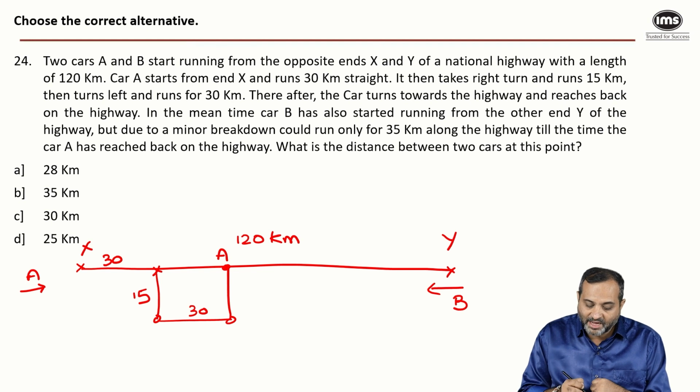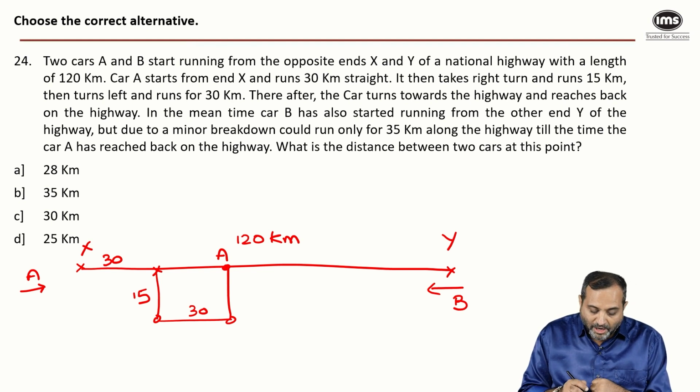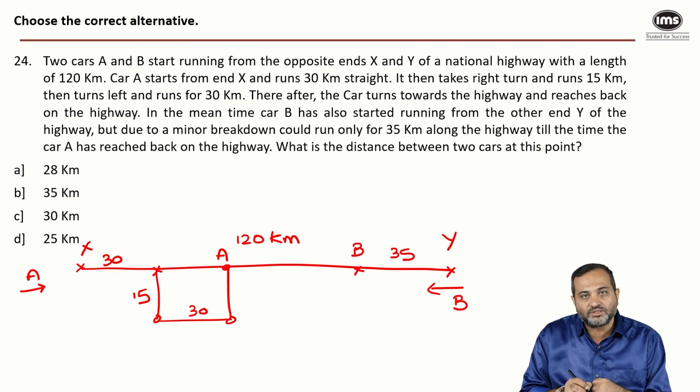In the meantime, car B has also started running from the other end, but due to a minor breakdown could only run for 35 kilometers. That means car B is, let's say, here, and this distance is 35 kilometers.